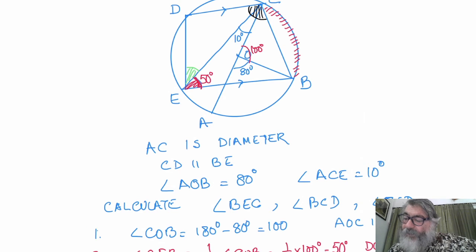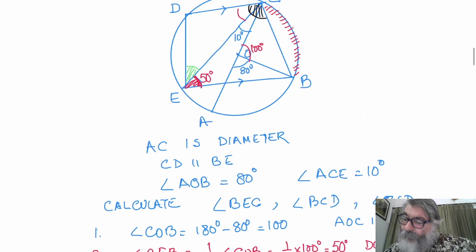Now he has given the property of parallel lines also, because he has given you EB and DC are parallel. So actually this angle will also be 50 degrees. Why will it be so? I'll write it down. Angle DCE will be equal to angle CEB, which will be equal to 50 degrees.